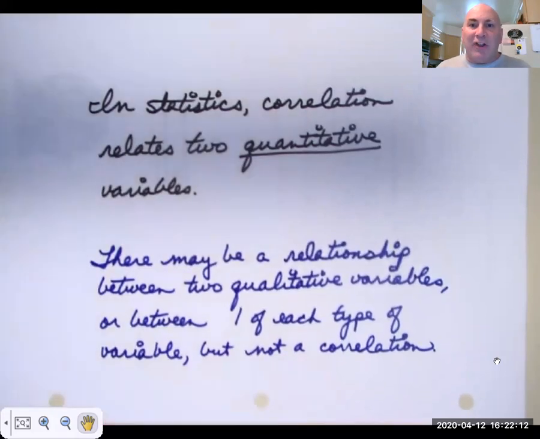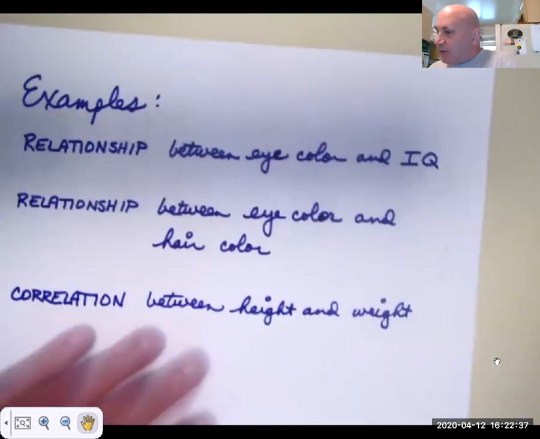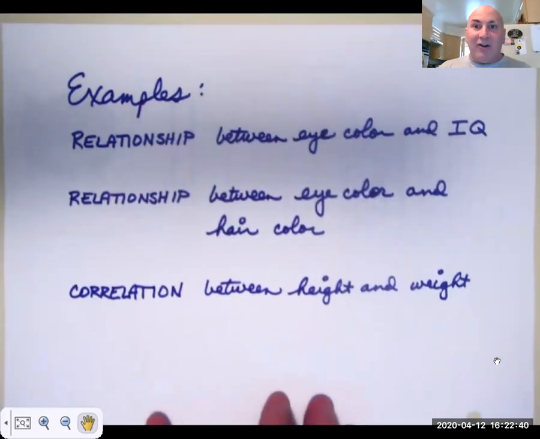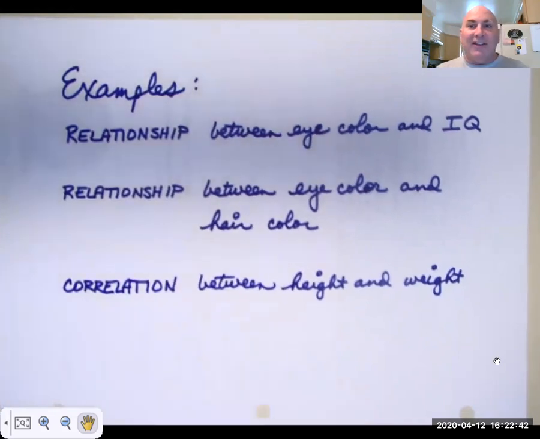When we talk about a correlation coefficient, or we say two variables are correlated, we're specifically talking about quantitative variables in statistics. We don't say that two categorical or qualitative variables are correlated in statistics. There might be a relationship between two variables, but not a correlation unless they're both numerical. Here are some examples. Eye color is qualitative, IQ is quantitative. So there can't be a correlation, only a relationship.